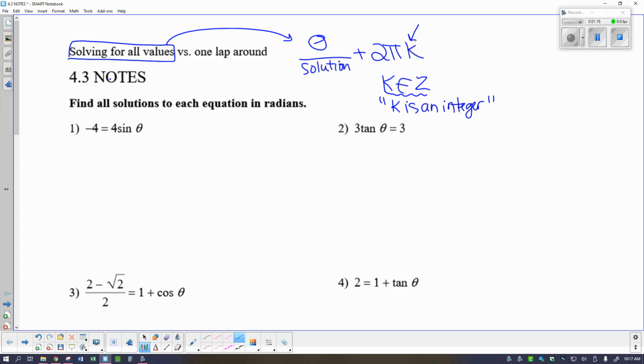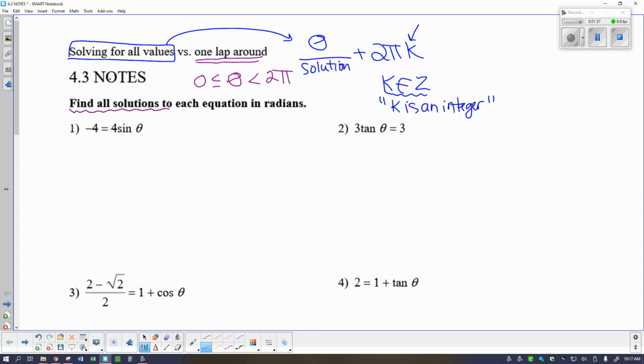What's the difference then with the one lap? This is something we've worked with before, and that was where theta was between 0 and 2 pi, including 0, not including 2 pi. So that's something we were working with before. What's new is in blue. Let's go to number 1.